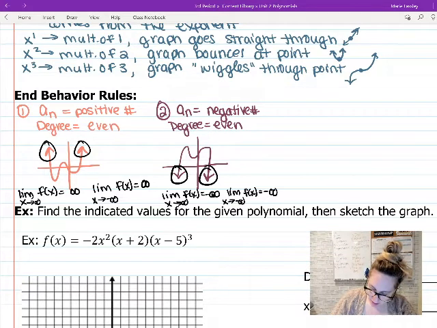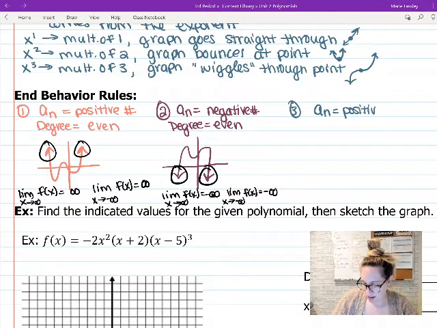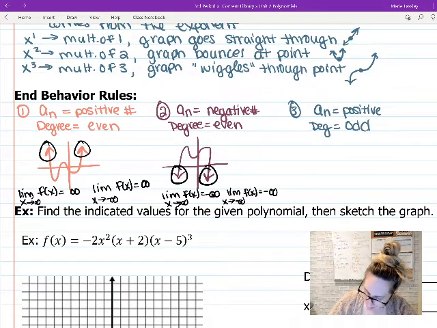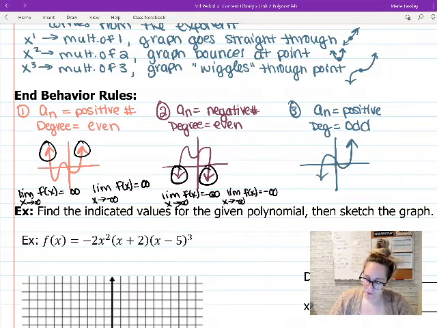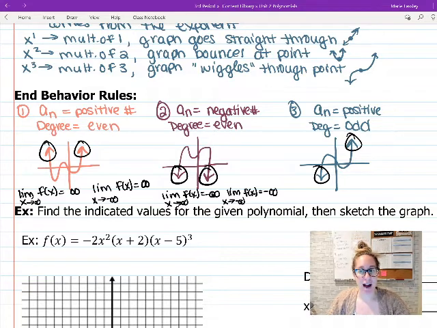Number 3, a sub n is positive and our degree is odd. All right, so here's our graph. All right, and these ones are going to look something like this. And if you notice our ends, they do point different directions. When you're going towards the positive x's, if this is the type of function you have, your ends are always going to point up. As you go towards the negative x's, your ends will always point down.